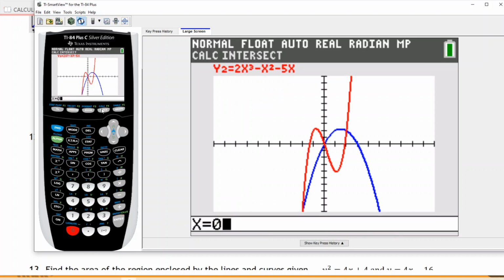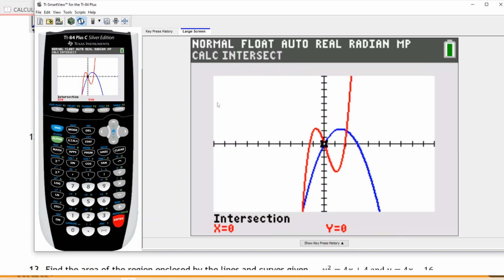We're going to guess 0. And yes, it is 0. So this first one is from 0 to 2. Now what about this last one over here on the left?